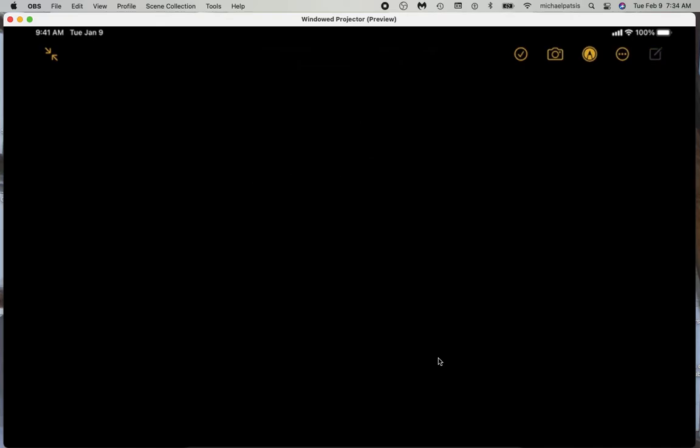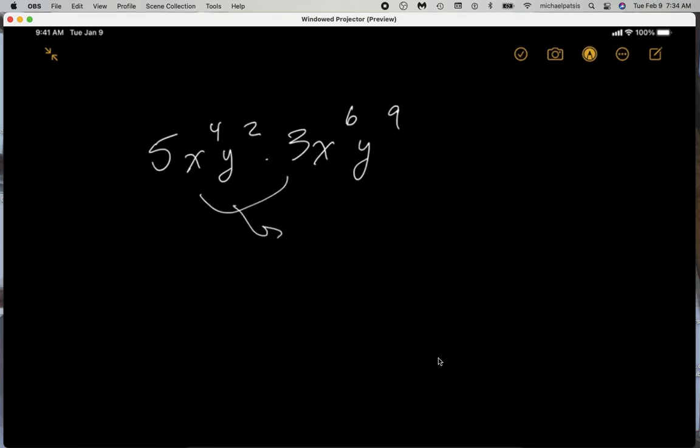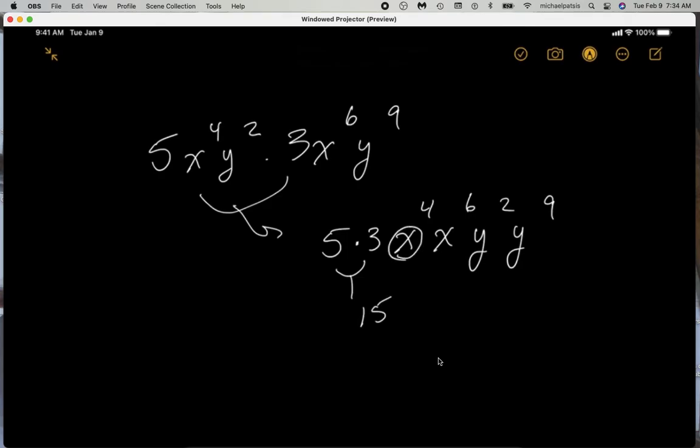For example, if you're given something like this, don't hesitate to rearrange this. Okay, you're allowed to put the 5 and the 3 together. You're allowed to put the x to the 4th and the x to the 6th together. The y squared and the y to the 9th together. This may help you combine things. 5 times 3 is 15. Here you have a common base.